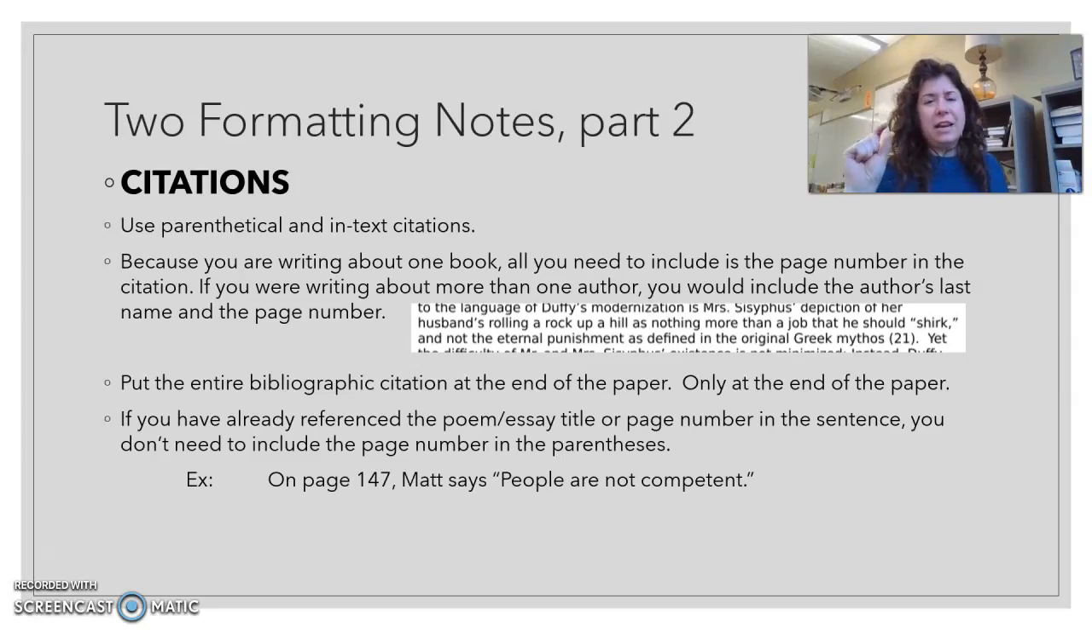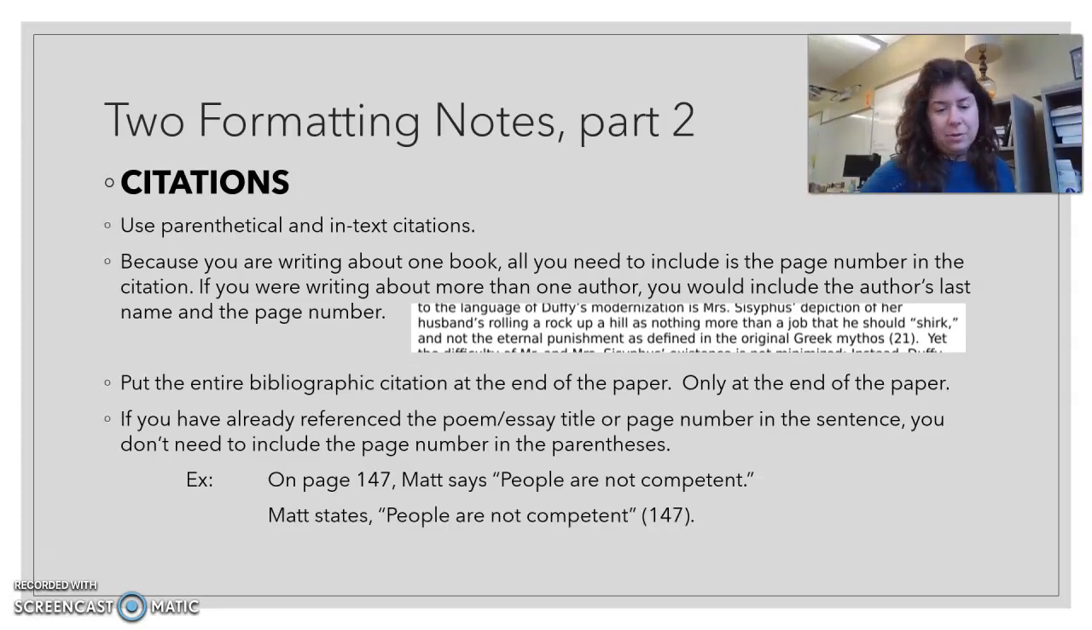If you reference the title or the poem or the page number in the sentence, then you don't need to include the page number or the title in the parentheses. So here are two examples of the same quote, and you can see how that's done.